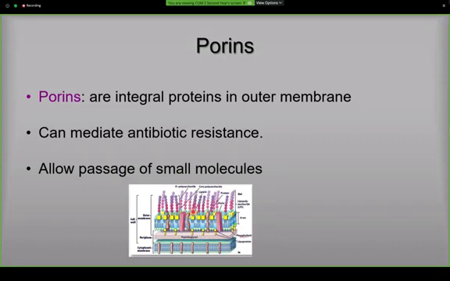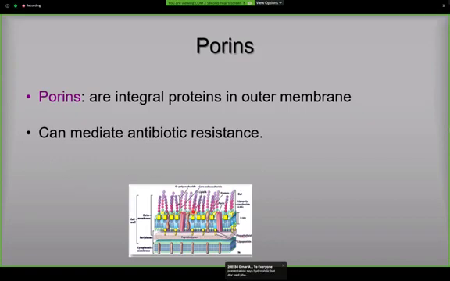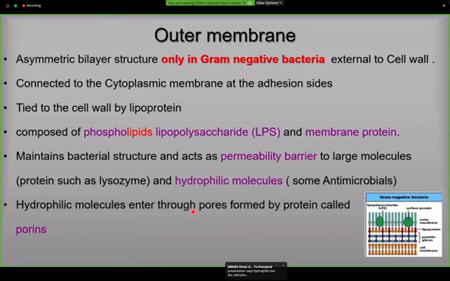Yes? What do you mean by mediate antibiotic? Okay, so I just mentioned the outer membrane controls the hydrophobic molecules. Let me just go back to previous slides. So if you think of how that happens, it allows the passage of the small molecules, but not the larger molecules. So antibiotics will not actually be able to cross. And the small molecules will pass through a protein called porins. This is why when you think of gram-negative bacteria, they are more resistant to antibiotics. So, is that clear? Okay.